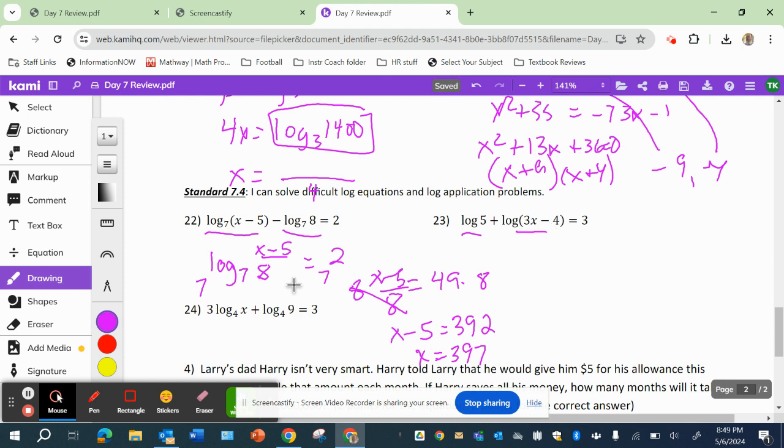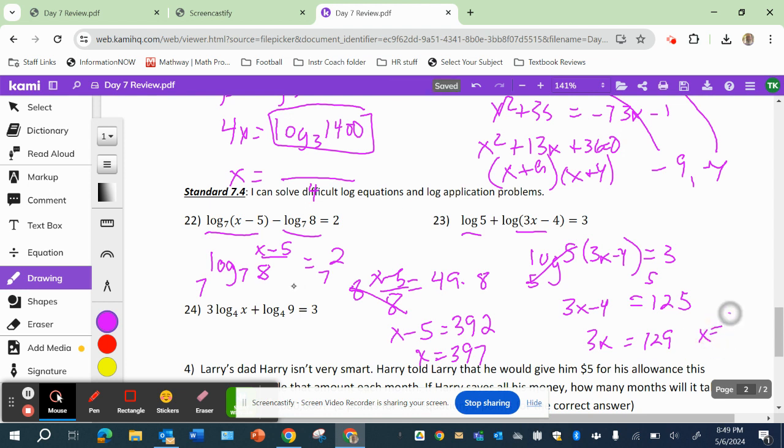Write this as 1 log. So this is log of 5 times 3x minus 4 equals 3. Raise both sides to the 5th. 3x minus 4 equals 125. 3x equals 129. So x equals 129 over 3.